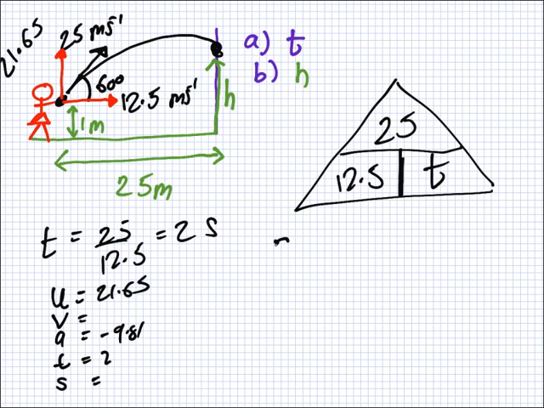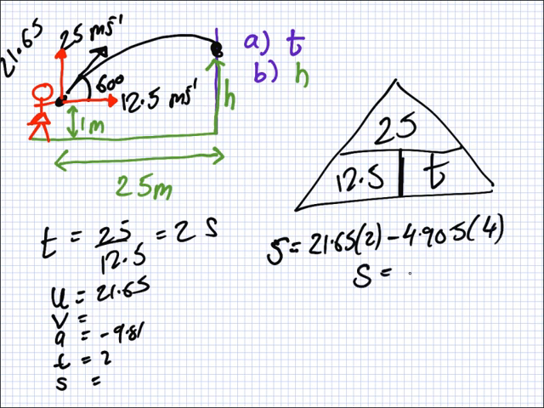Well, oh yeah, the S. What would be the best way to get the S here? Yeah, U T plus a half A T squared. So what's the S here? 23.7. Okay. Okay, meters. So that's 23.7 meters.